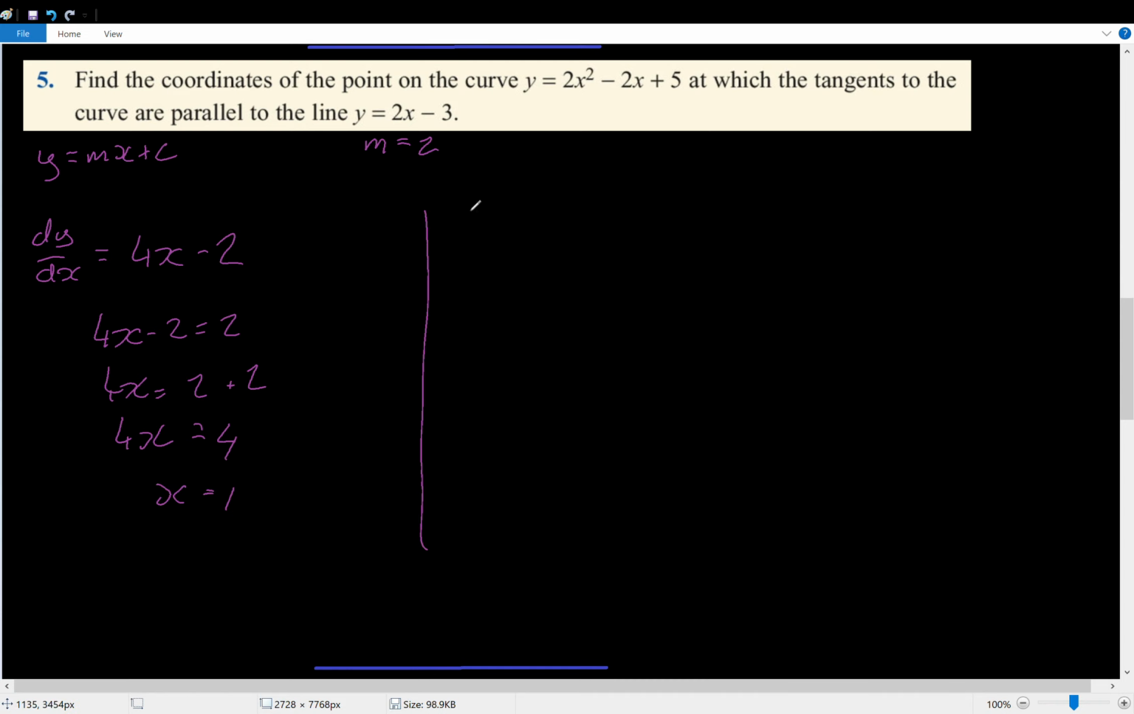And if x equals 1, then we find y by putting 1 back into our original function. So we're going to get 2 times 1 squared minus 2 times 1 plus 5, which is equal to 2 minus 2 plus 5, which is just equal to 5. So we get the point 1, 5. And that is that.